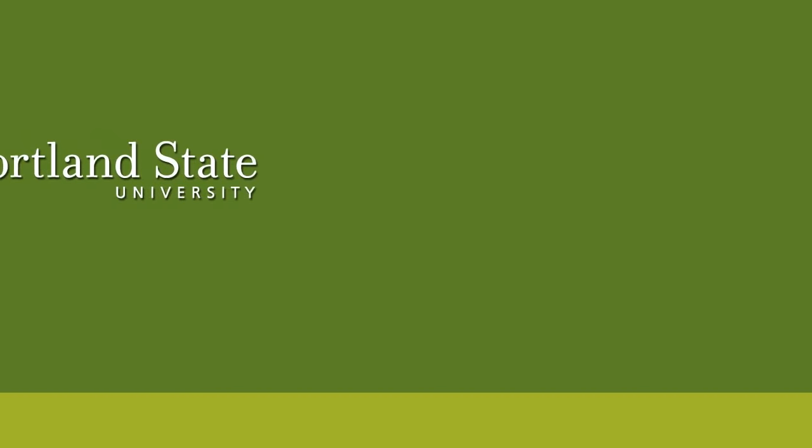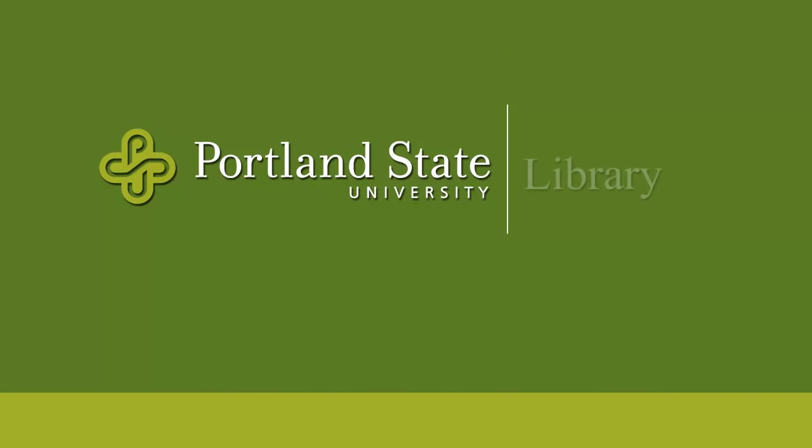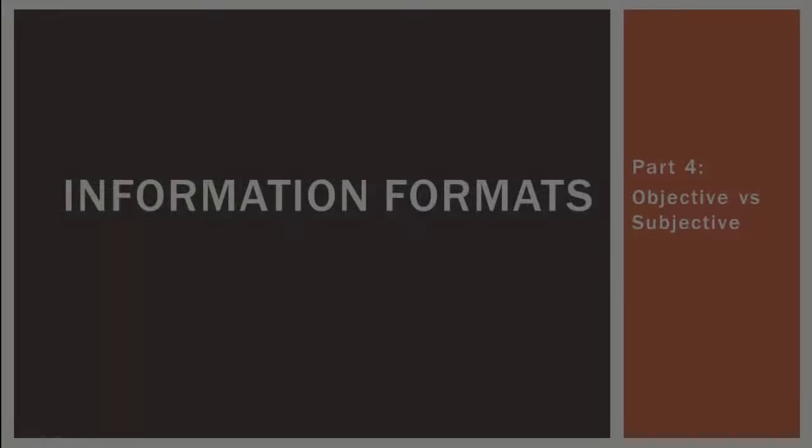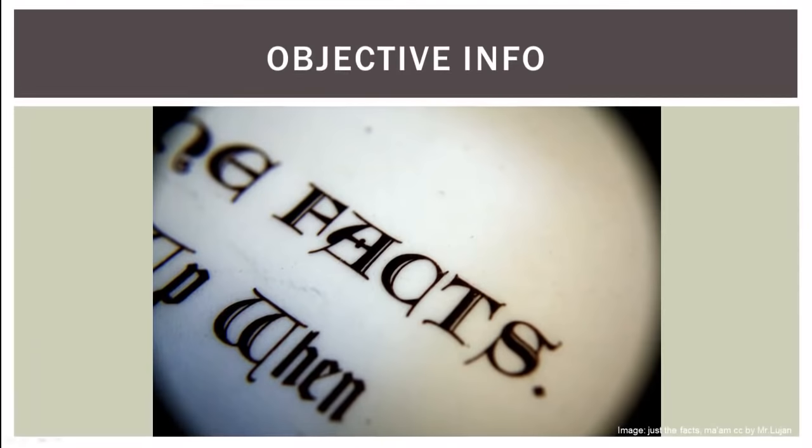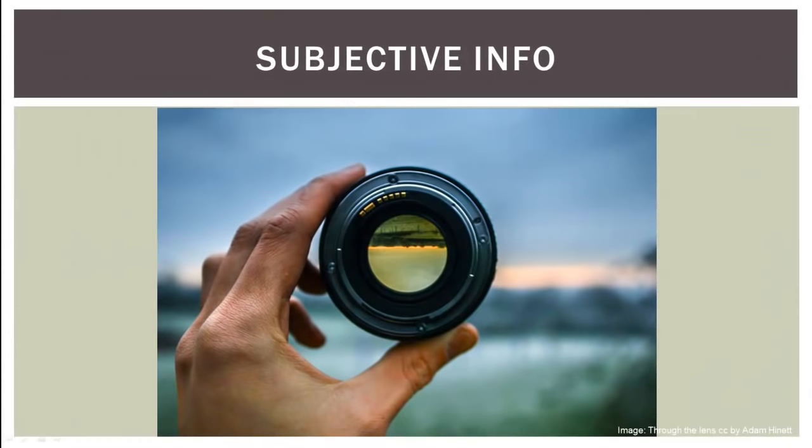Let's talk about one more way we can think about types of information: objective and subjective. Objective information presents all sides of the story in a balanced way. It is based on fact and can be proved to be true. Subjective information is an analysis of the facts and is often based on opinion, beliefs, or judgment. It's influenced by any lens through which we see the world.